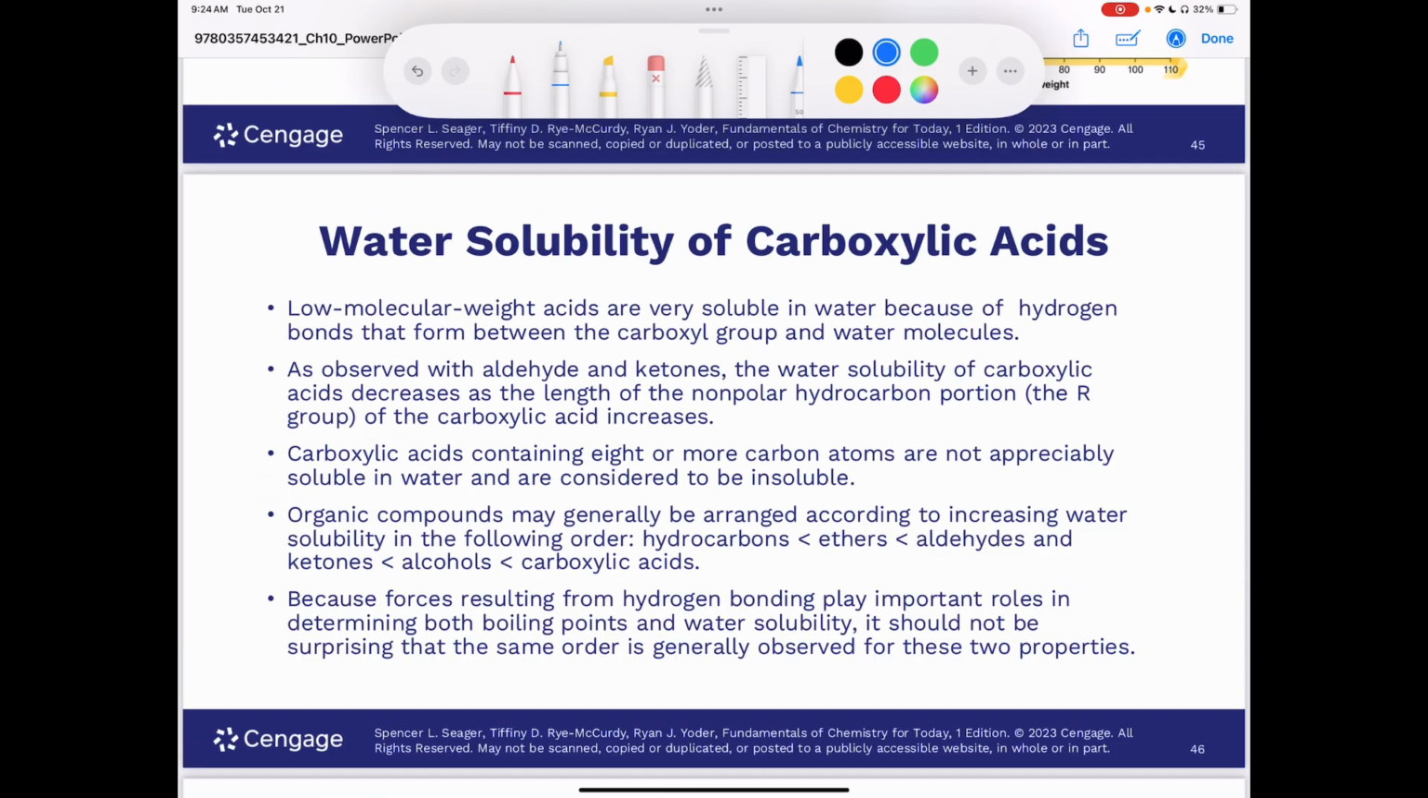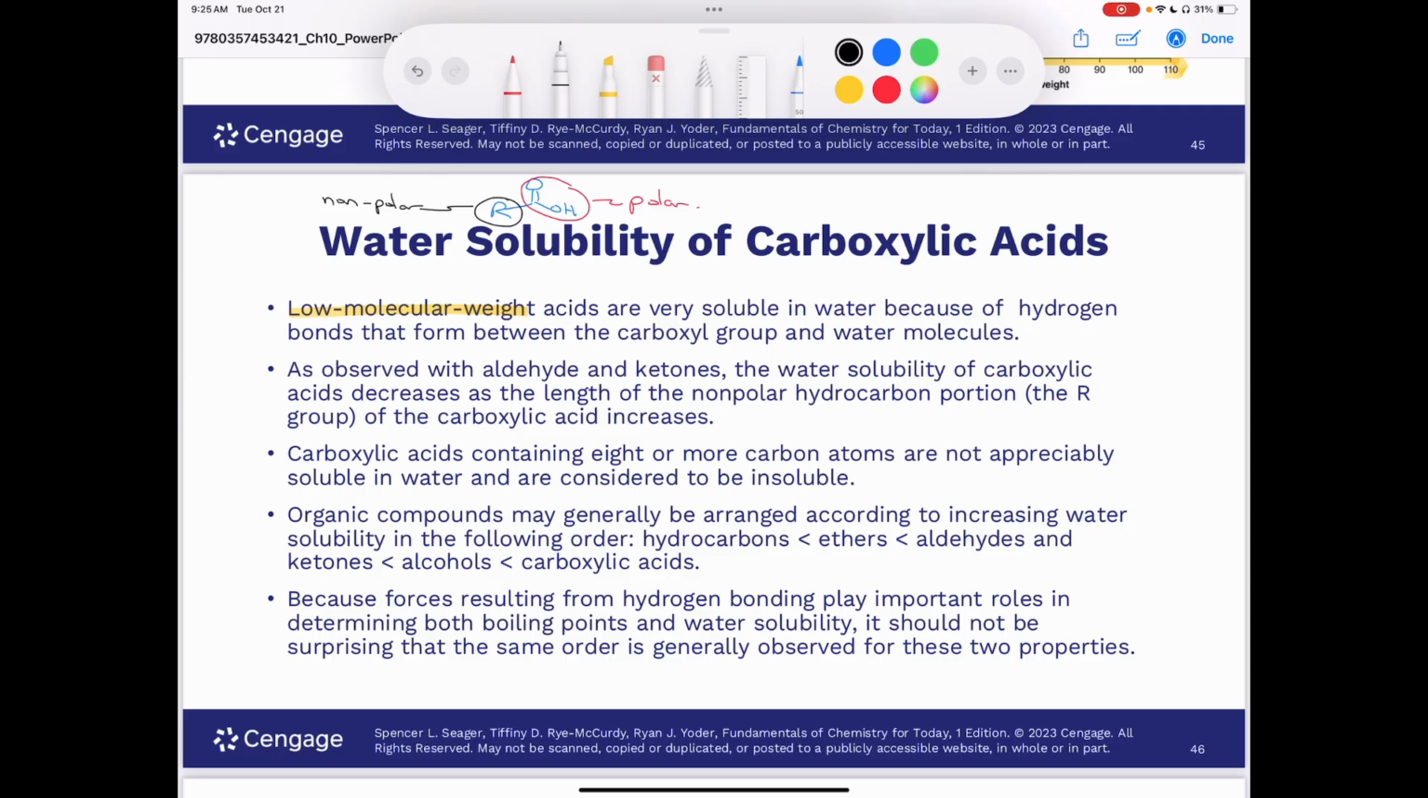Now, a little more about water solubility of carboxylic acids. As I was saying, low molecular weight carboxylic acids like acetic acid or propanoic acid are very soluble in water. Why? Because the hydrogen bonds formed between the carboxyl group and the water molecules enable them to dissolve in water. Like dissolves like, because in our carboxylic acid, we have the polar portion that comes from the carboxyl group, okay? So this would be our polar portion. And then the R group, whatever is on this end, is going to be nonpolar.